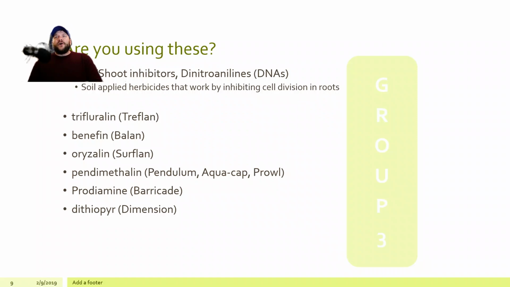So, these are all root and shoot inhibitors, DNAs, right? Dinitroanilines. They're soil applied, they create a vapor barrier in the soil, and they work by inhibiting the cell division. So if you ever hear of clubbed roots in a pre-emergent, this is what they're talking about. DNAs will club the roots.